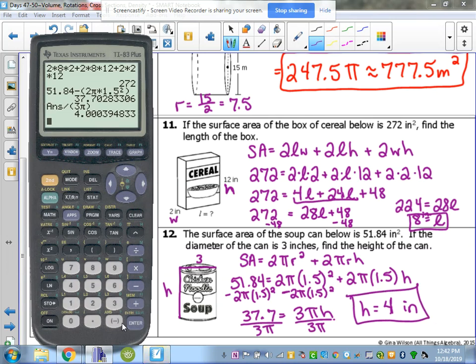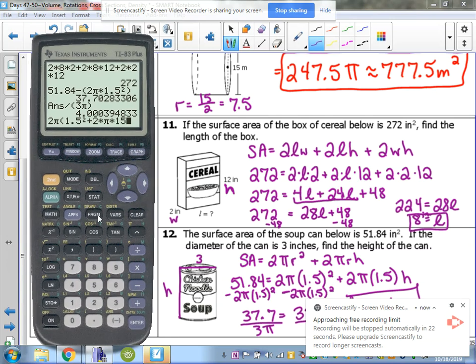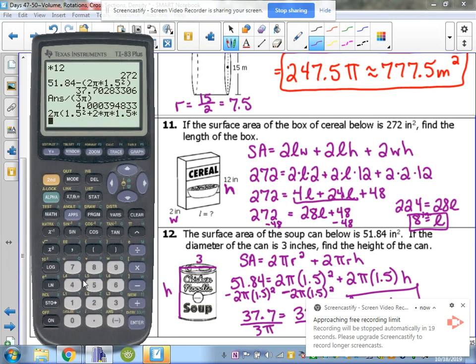That seems to be reasonable. Think about a can of soup, 4 inches tall, pretty reasonable. I would check it. 2 times pi times 1.5 squared plus 2 times pi times 1.5, not 15, 1.5 times 4. Oh, what did I do wrong? Oh, bad parentheses error. I did not close my parentheses right there. There we go. Whew, big difference. Big difference. And all I did was mess up a parenthesis.